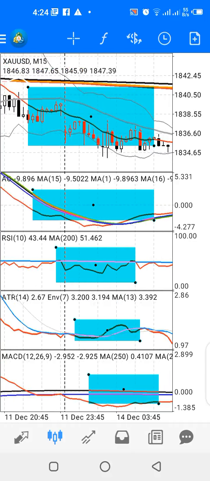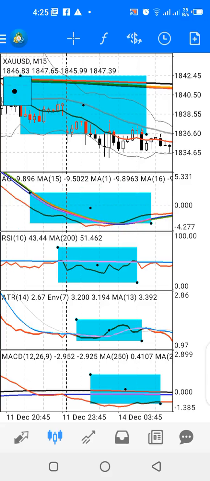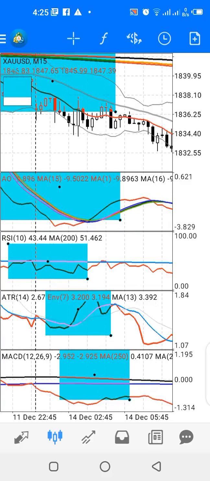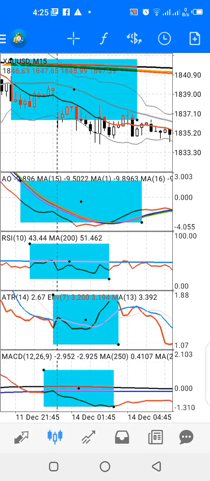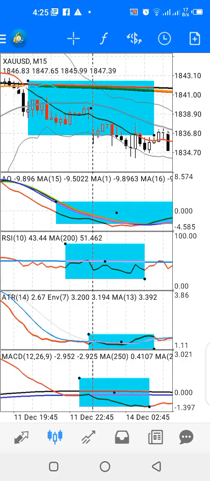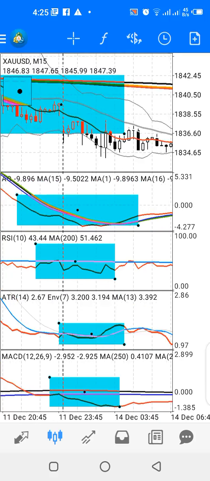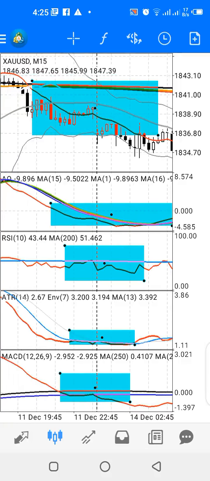So the essence of having 5 windows, which is the main window, indicator window 1, indicator window 2, indicator window 3, and indicator window 4, is to be able to filter the signals generated on all the windows, to have a very accurate signal of when to either buy or sell gold.